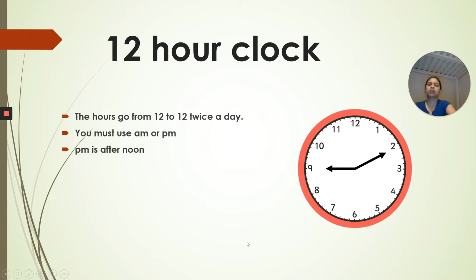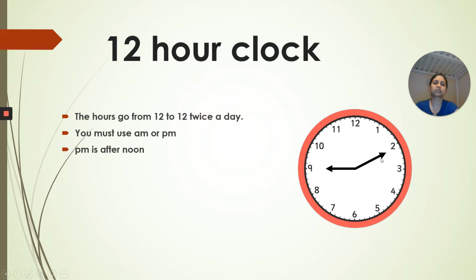Okay. Now, just a recap of your 12-hour clock like we did yesterday. So we said that your 12-hour clock goes from 12 to 12, and if you need to complete a whole day, it has to go from 12 to 12 two times in a day. And we use AM or PM to represent the time, and usually AM is for the morning and PM is afternoon or evening.